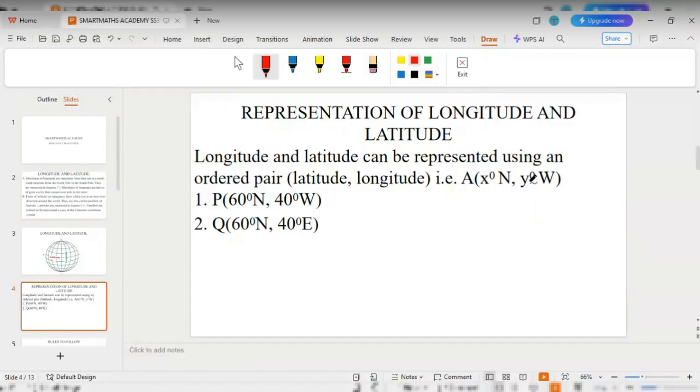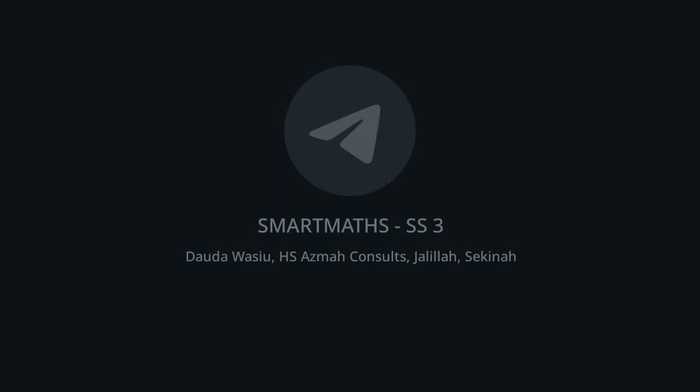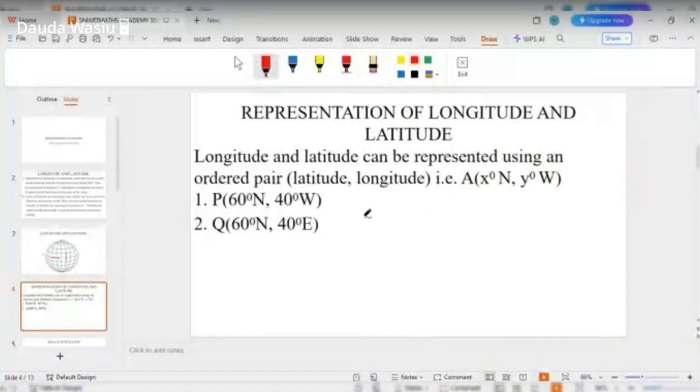And we have these two examples too. Point P is on latitude 60 degrees north and longitude 40 degrees west. And example 2, Q is on latitude 60 degrees north and longitude 40 degrees east. So this is the representation of longitude and latitude on the Earth surface, or how to locate a point on the Earth surface. So we move to the next slide.